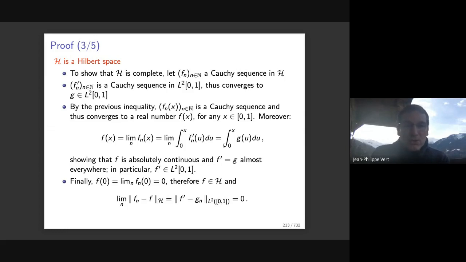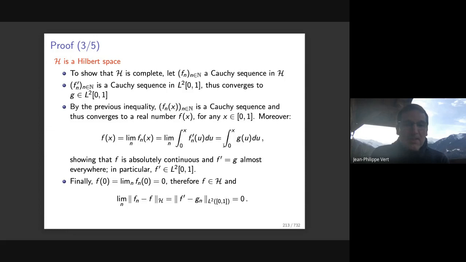All right, so we have a function f. We know that its derivative is defined almost everywhere. It is in L2. What else do we need to show? Well, we can easily get that f of 0, because that definition is equal to the limit of fn of 0, and for each n, fn is in capital H, implies that f of 0 is equal to 0, right?